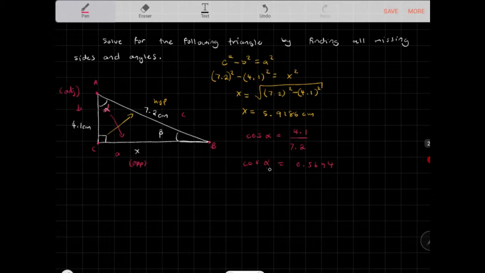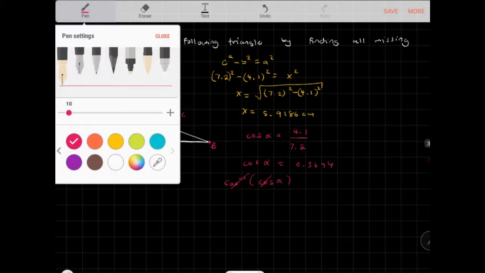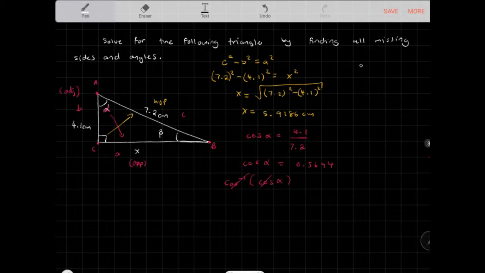Now, in order to solve for alpha, I need to get rid of this cosine, and we do something called an inverse. It's called a cosine inverse. We do the cosine inverse of cosine alpha, and this actually cancels out the cosine. So each function has its own inverse, right? So if you have sine theta, and you do the sine inverse of sine theta, then you basically get theta.